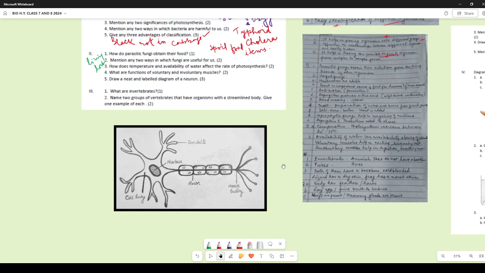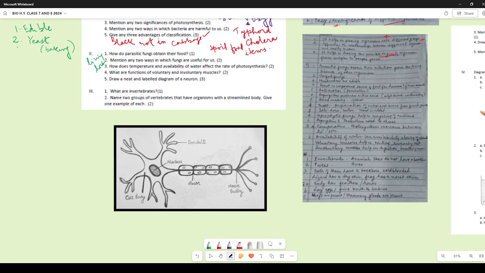Mention two ways in which fungi are useful to us. So when we are talking about useful fungi, of course, we are talking about edible fungi, right? So many delicate dishes are prepared using mushrooms. So there are many fungi that are edible. Then we have yeast, which is an important component of all the bakery industries, right? In baking, in bread making and all. So yeast is a very important component of that.